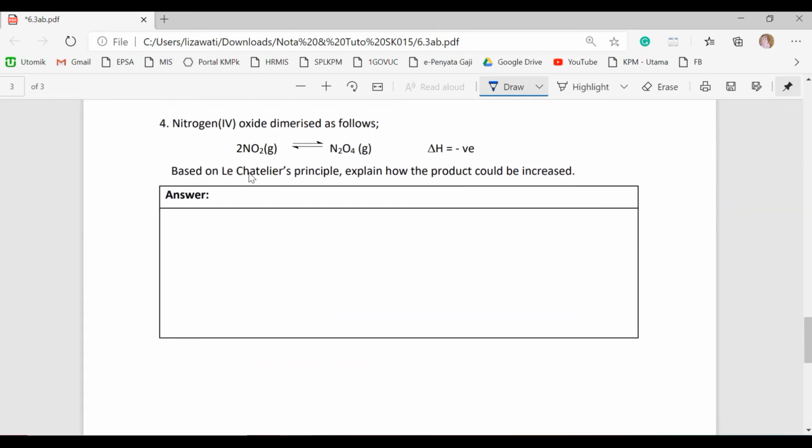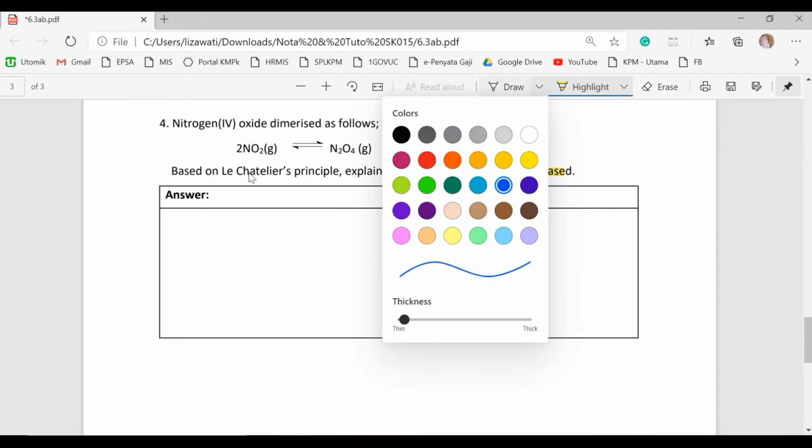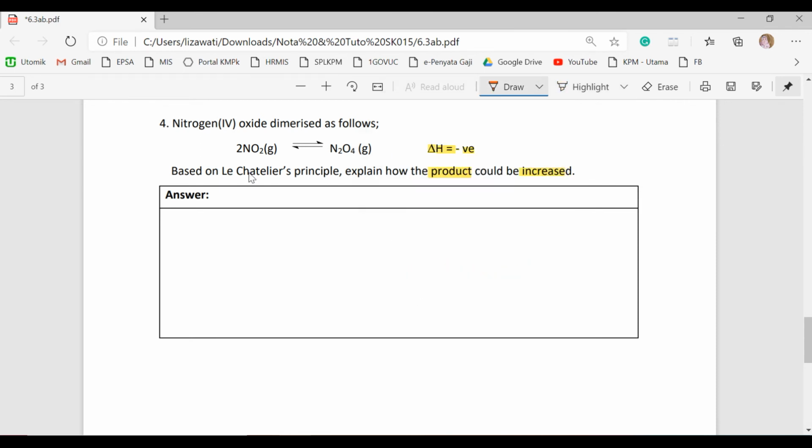Okay, one more last question here. Nitrogen dioxide dimerizes as follows, and you are given the value of delta H as negative. Based on Le Chatelier's principle, explain how the product could be increased. The target here is to increase the product, meaning the system always shifts to the right side, in order to increase the concentration of N2O4.